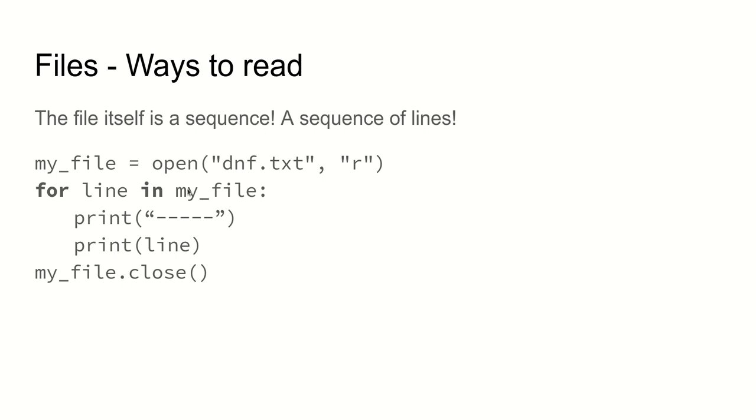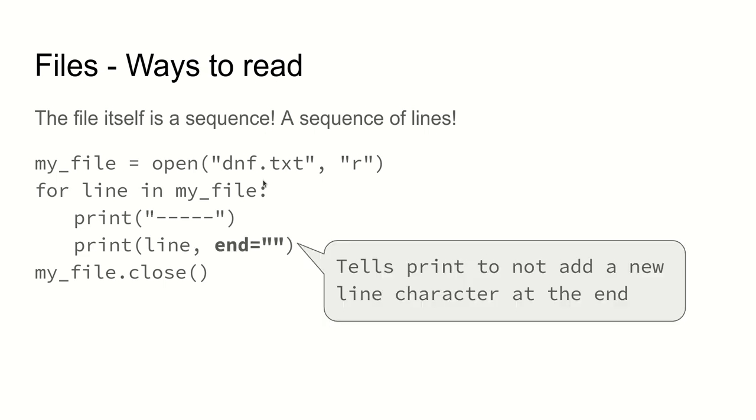So all this would do is print out all of the lines that were in that file, dnf.txt, with some dashes in between pairs of lines. And then it closes the file. So mostly the same as the other one, except here we're repeating back what was in the file with a little bit of separation so that we can see that these are separate lines.